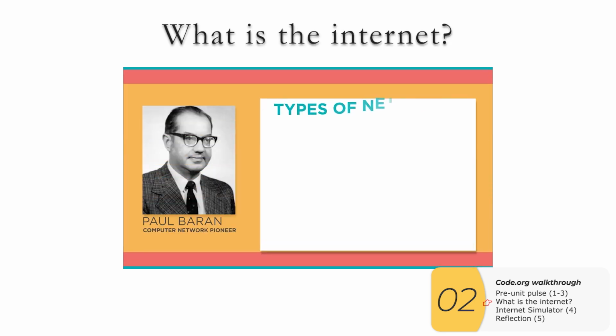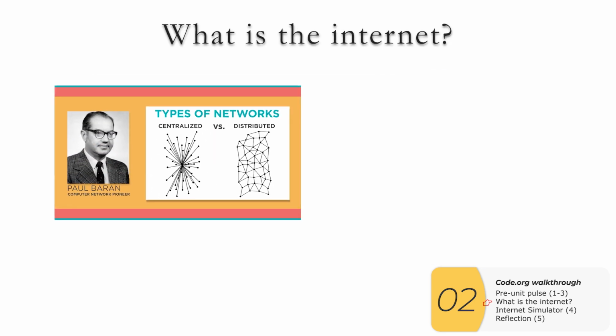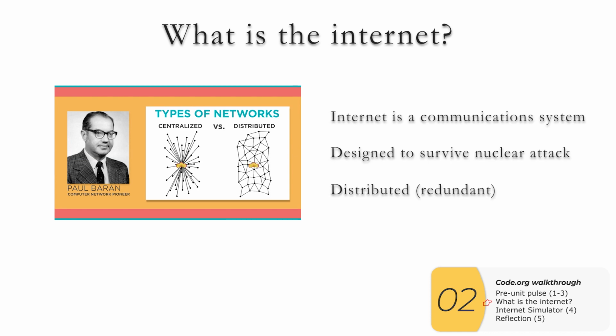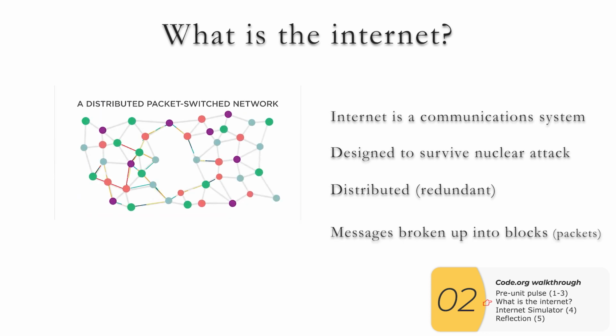Paul Baran was trying to figure out how to build a communication system that might actually survive a nuclear attack. So he had this idea of breaking messages up into blocks and sending them as fast as possible in every possible direction through the mesh network.